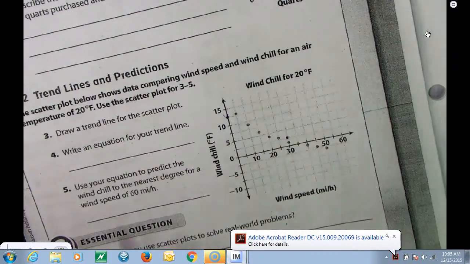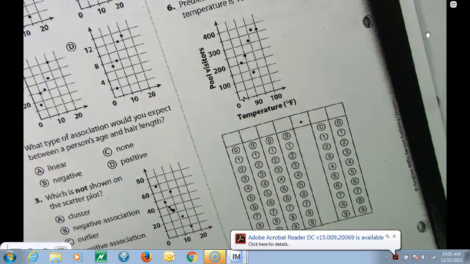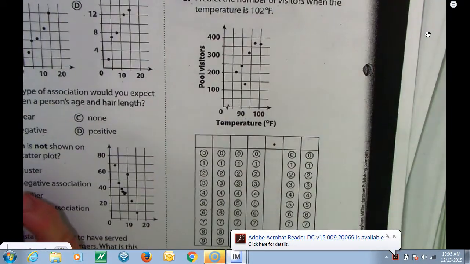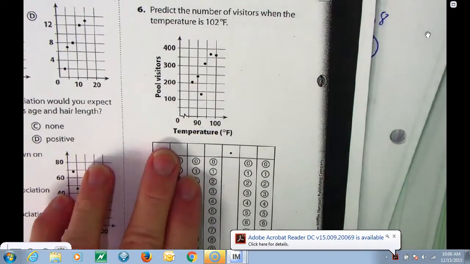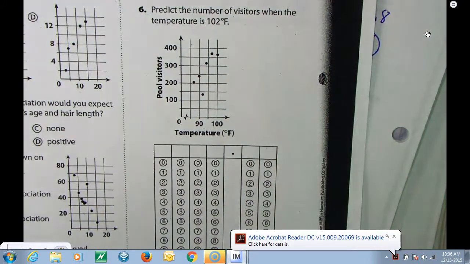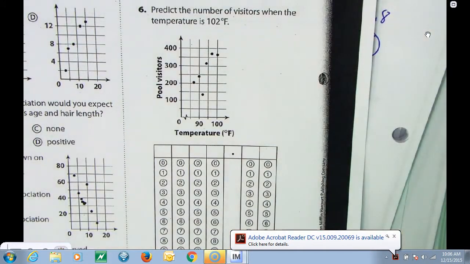Okay, turn to page 408. Oh, you're not going to do 6. Omit 6 on the front. Sorry. Now look at number 6. Look at number 6. Let's draw. Hang on, let me decide where I want to draw it.